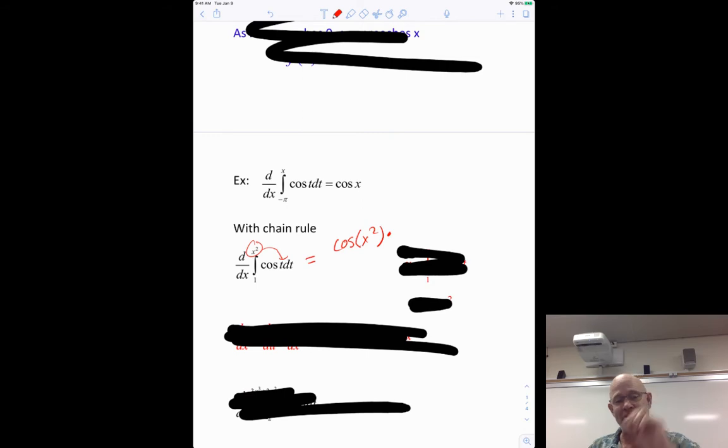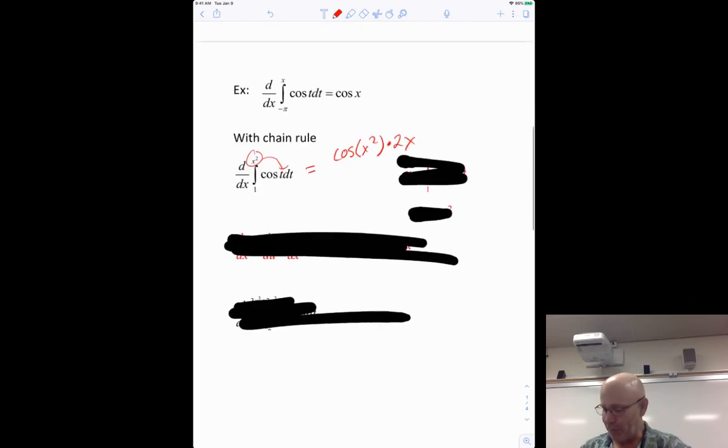So you take the derivative of what's inside. What's inside of this is that x squared. So we just multiply it by 2x. Pretty straightforward, pretty simple. Here's another example.